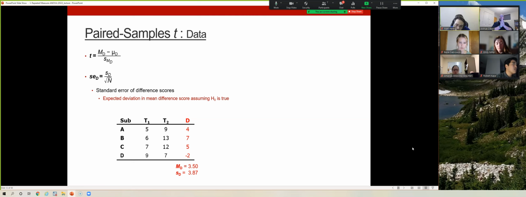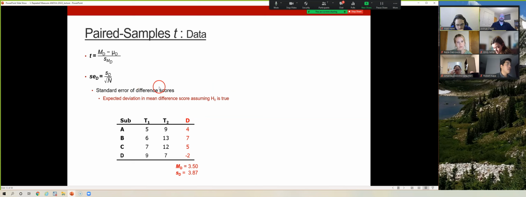In terms of our sample data, remember that the calculation of our t-statistic is the mean of our difference scores minus our expected value under the null, which is generally going to be 0, so that cancels out, over the standard error of the mean of the difference. The standard error of the mean of the difference is the standard deviation of my difference scores divided by the square root of n.